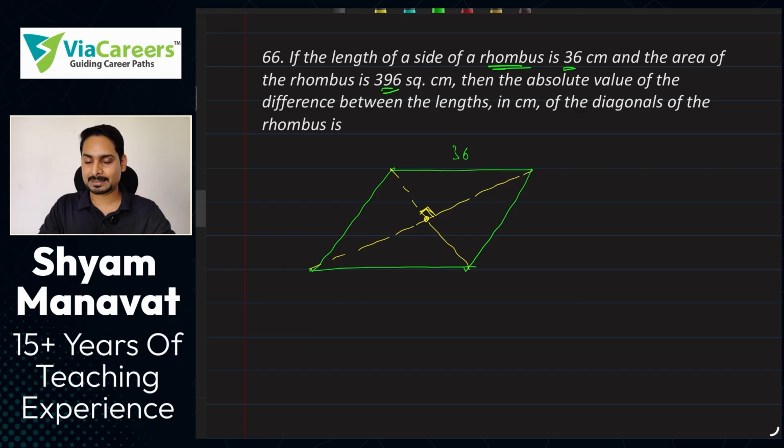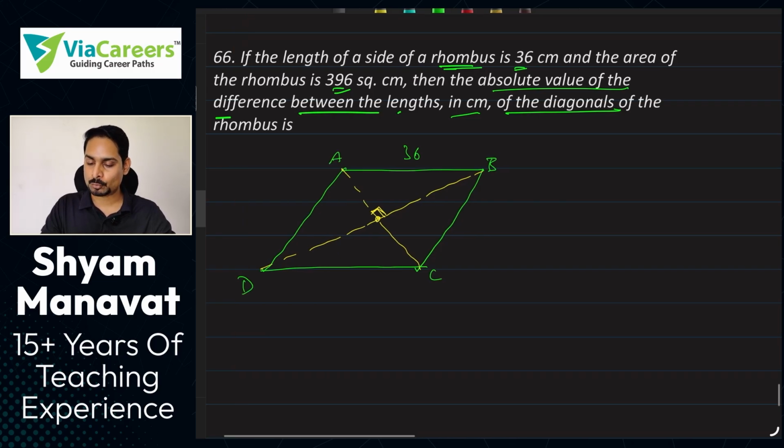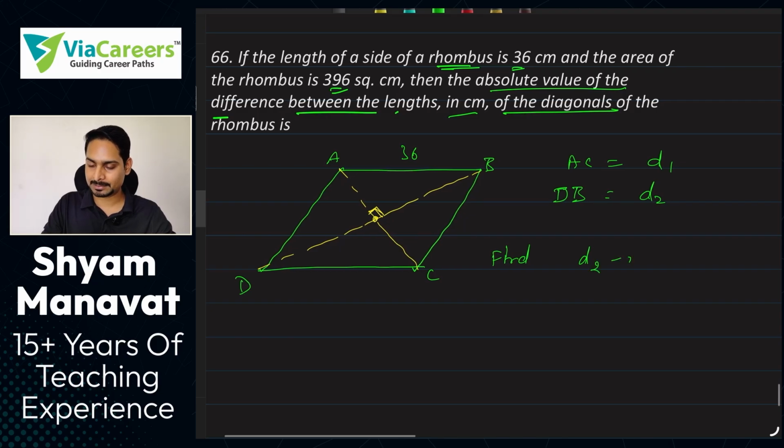So the side is, let's say, 36 centimeters here. Area is given as 396. We need to find the absolute value of the difference between the lengths in centimeters of the diagonals. So let me name this A, B, C, D. Let's say AC is diagonal 1 and DB is diagonal 2. So what we need to find here is the absolute, so bigger diagonal minus smaller diagonal.